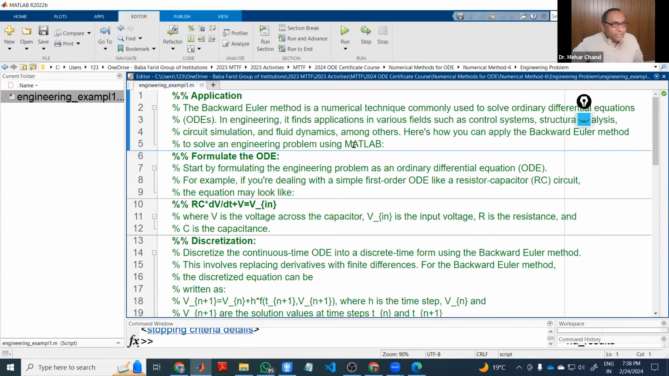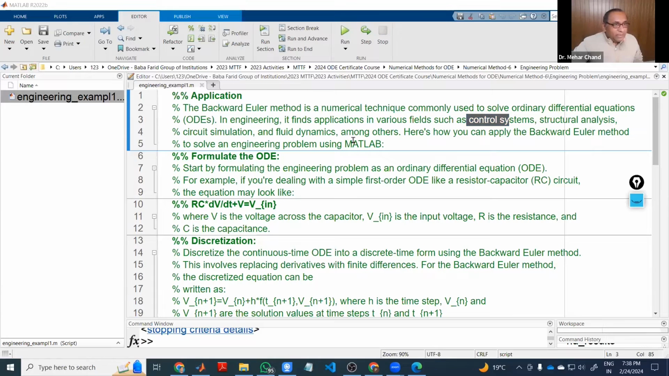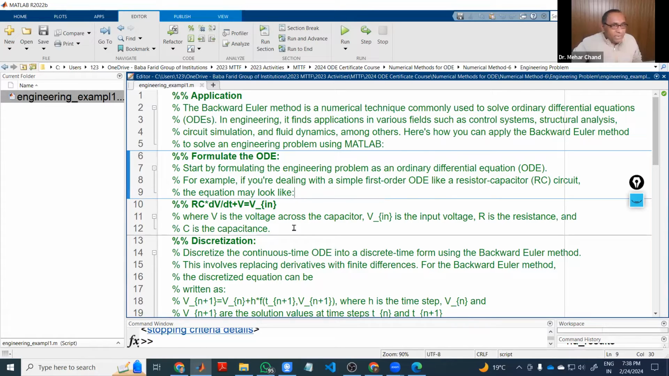So the backward Euler method is a numerical technique commonly used to solve ordinary differential equations. And in engineering, it finds application in various fields such as control systems, structural analysis, circuit simulation, fluid dynamics, and others. So here we are going to discuss how we can apply the backward Euler method to solve engineering problems, and we choose a very simple and interesting example.